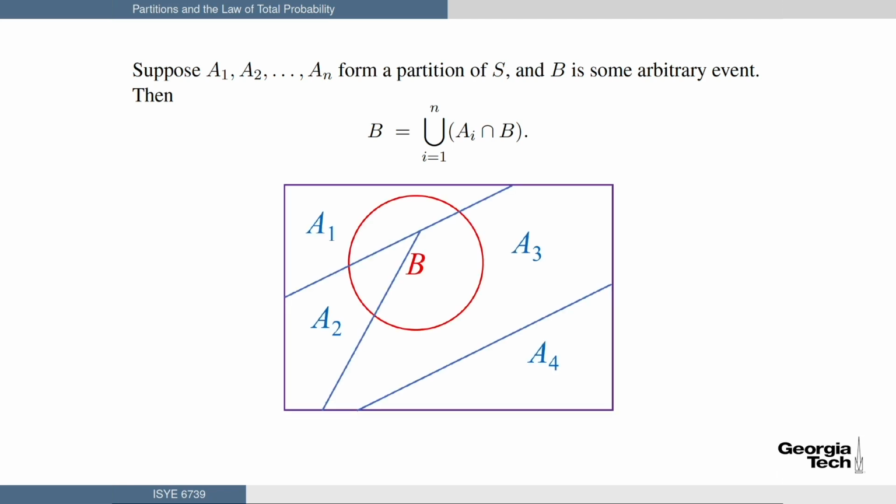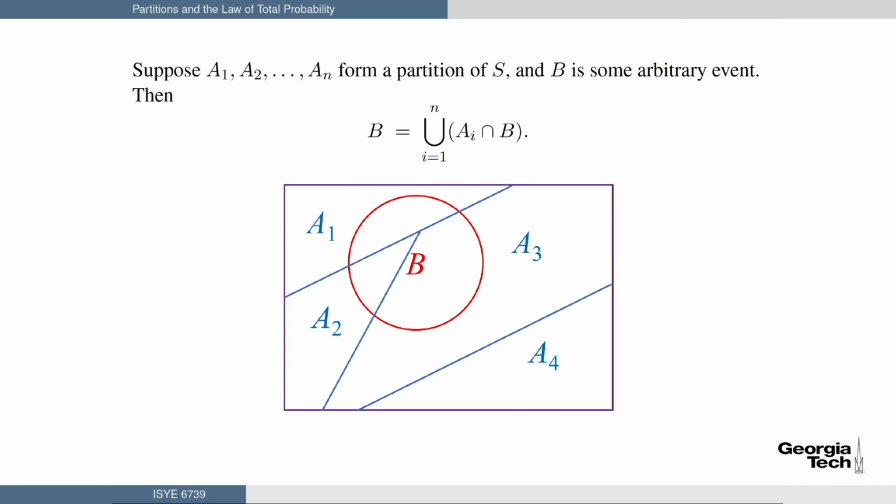1,000 words here. There's the event B in the big red circle, and the partition A1, A2, A3, A4. You can see all the A's are disjoint, and they encompass the entire sample space, the rectangle. So B is composed of pieces of itself intersecting all the Ai's. So you have A1 intersect B, A2 intersect B, A3 intersect B, and even A4 intersect B. If you add all those up, you get B. And that's what the expression at the top of the page means.